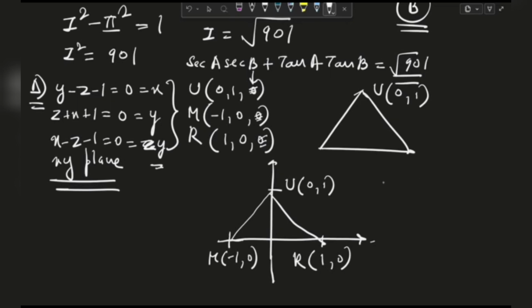So we have to find the orthocenter for this triangle, which is very simple. There will be no difficulty at all. The orthocenter will be the same as the centroid because it's an equilateral triangle, right?